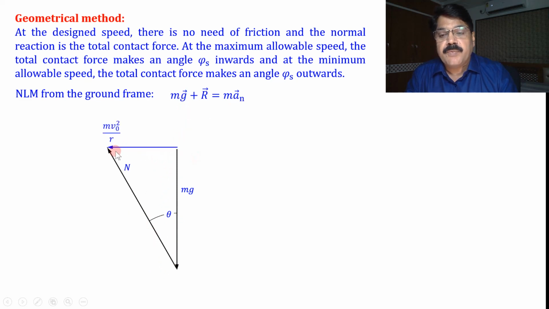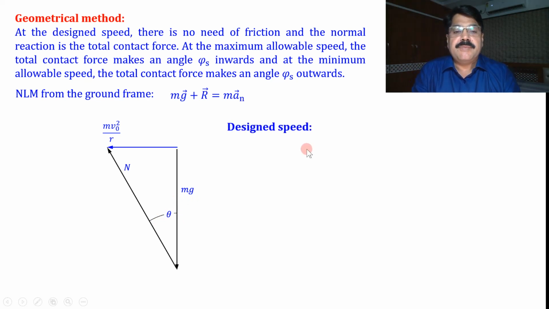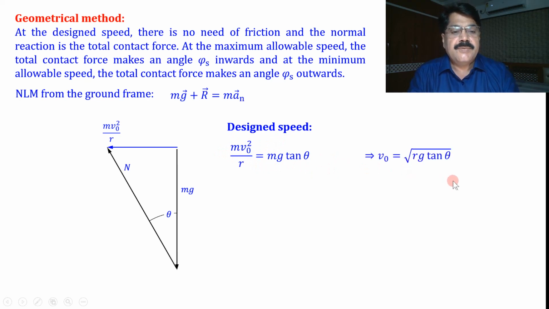So this way. This will be m v naught square by R, and we can directly write from here that m v naught square by R is equal to mg tan theta. So for the design speed, m v naught square by R is equal to mg tan theta, and by cancelling m, v naught is equal to root of g R tan theta. Just see how simple the deduction was.